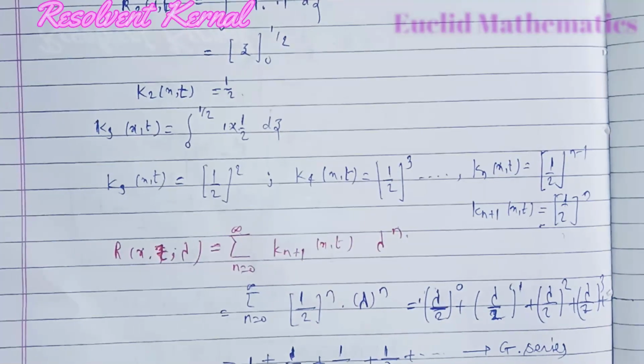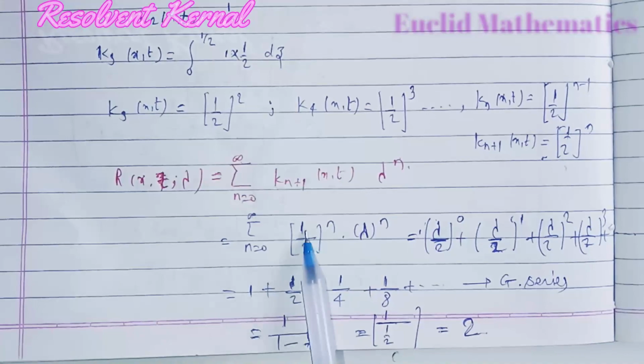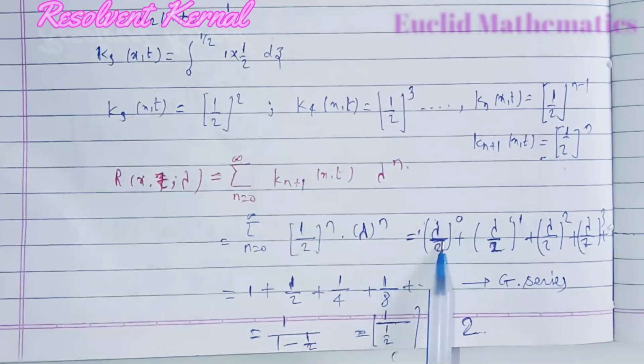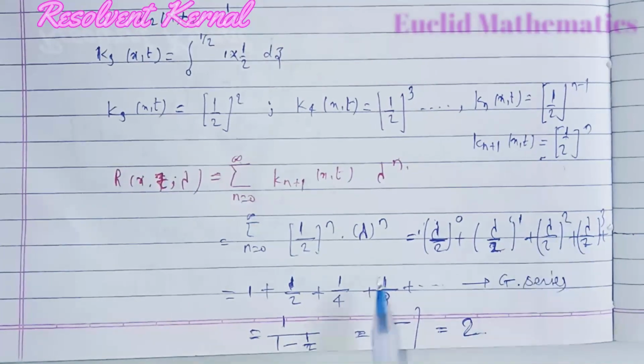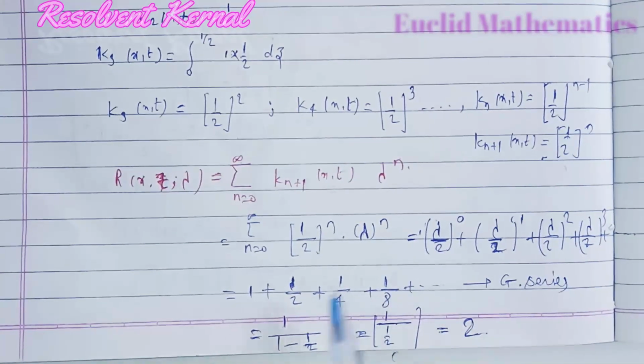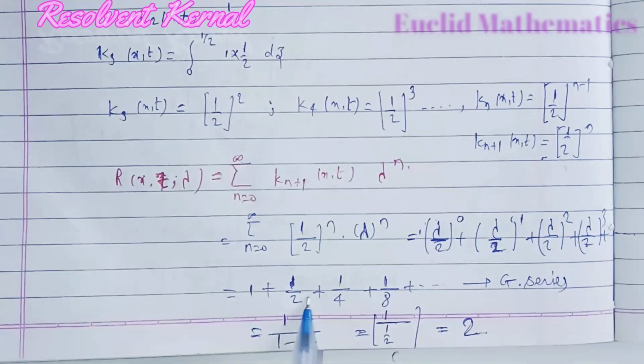Now lambda has the value 1. That means 1 by 2 raised to 0 is 1, 1 by 2 raised to 1 is 1 by 2, 1 by 2 raised to 2 is 1 by 4, then 1 by 8. So we can see that we got a special type of series here, which is a geometric series.